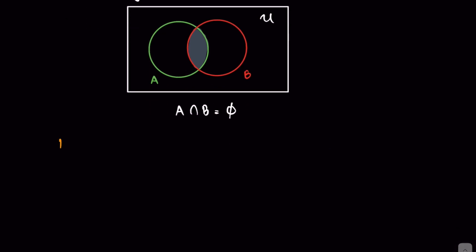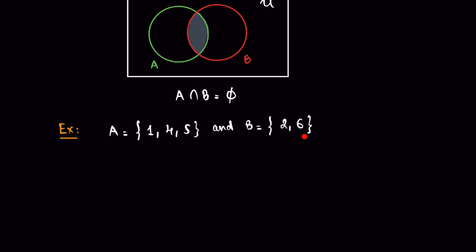Let's consider the following example. Consider two sets. Set A consists of the elements 1, 4, 5, and B consists of the elements 2 and 6. By visual examination, you can see that there are no elements that are both in A and in B. So we say that A and B are disjoint. Or you can illustrate this as A intersect with B gives you an empty set.